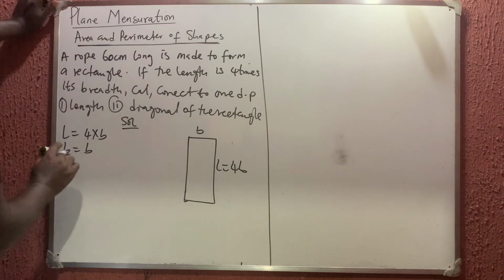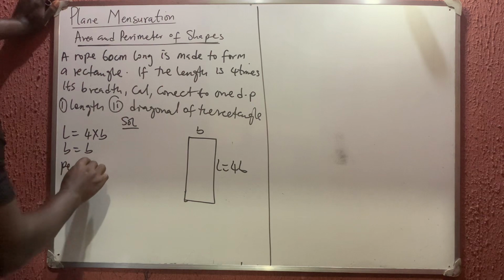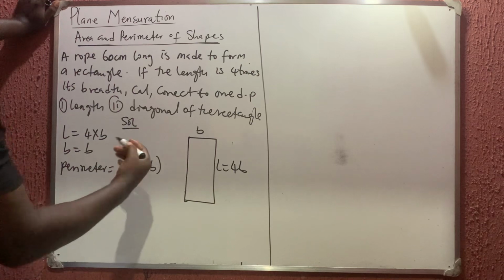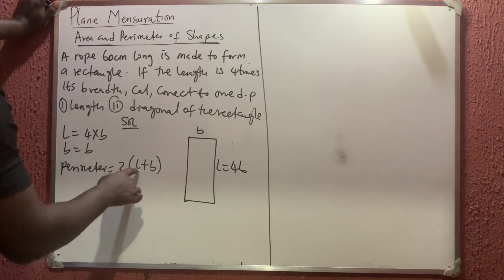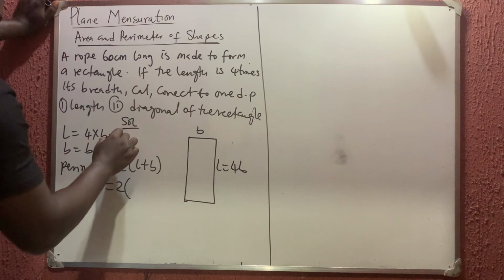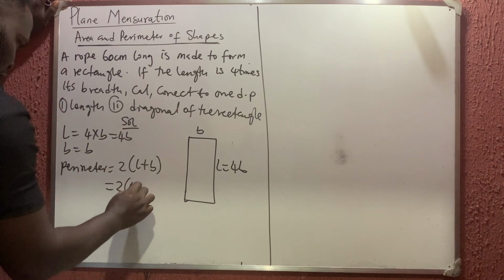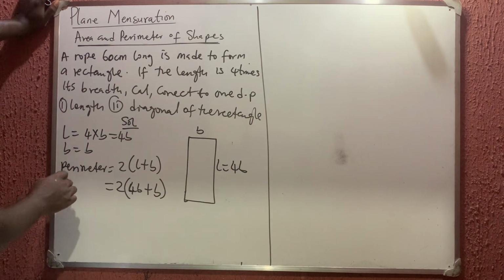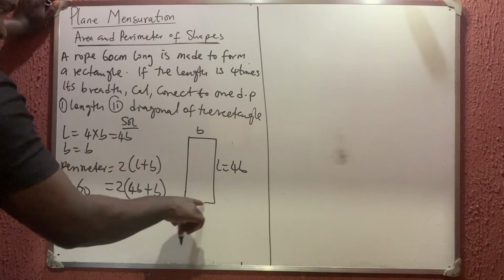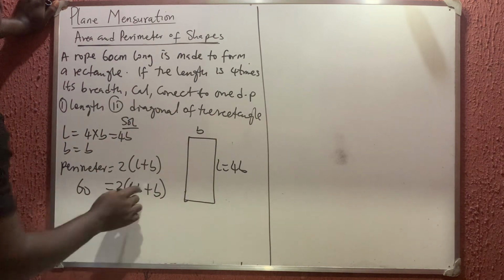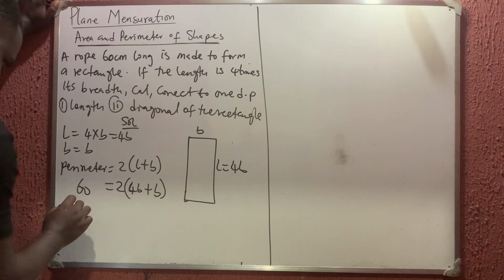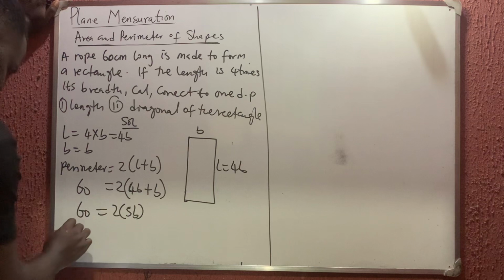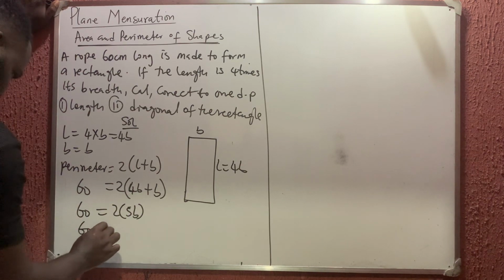Okay, and then they gave us the perimeter. The formula for perimeter is what? 2 in bracket of L plus B, or L plus W. So 2 in bracket of our L, we can represent it as what? 4B. So 4B plus our B. But they gave us that this perimeter is 60. You know why it is 60? Because the rope is used to turn it around. That's the perimeter. So we're going to have that this plus this to give us 5B. So 60 is equal to what? 2 in bracket of 5B. So if you multiply, you're going to have that 60 is equal to 10B.